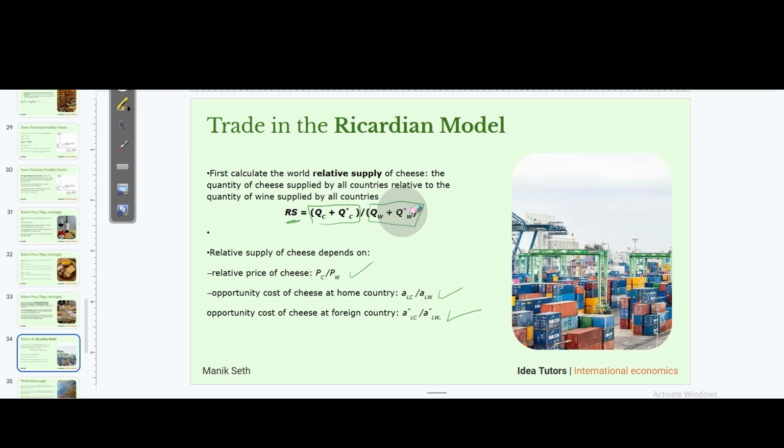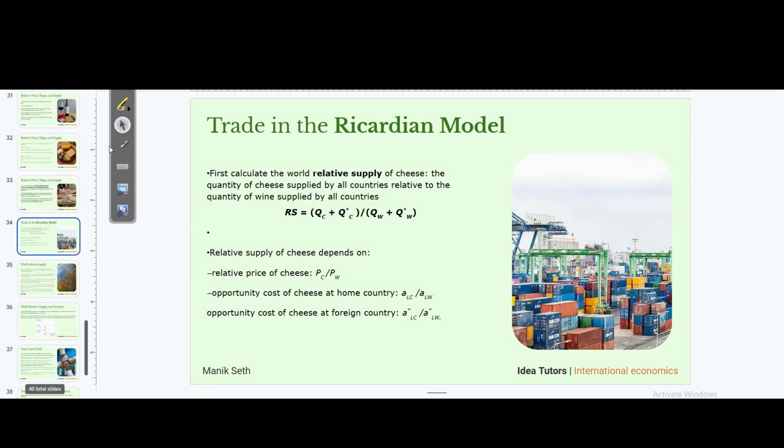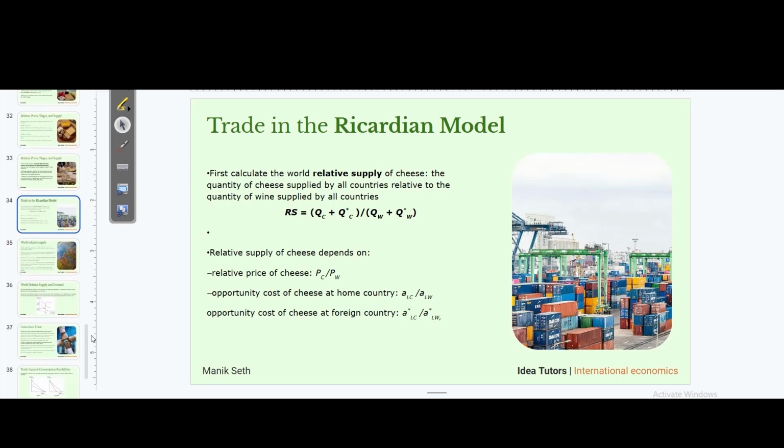So earlier we were only taking the ratio of prices with the opportunity cost of a particular good in the home country because there was no trade. Now when there is trade, we will again consider the relative prices of the goods, but we'll also consider the opportunity cost in the home country and in the foreign country, so that we can look at who has the comparative advantage. That's why we have to consider the opportunity cost. The country with less opportunity cost has the comparative advantage in producing that particular good.